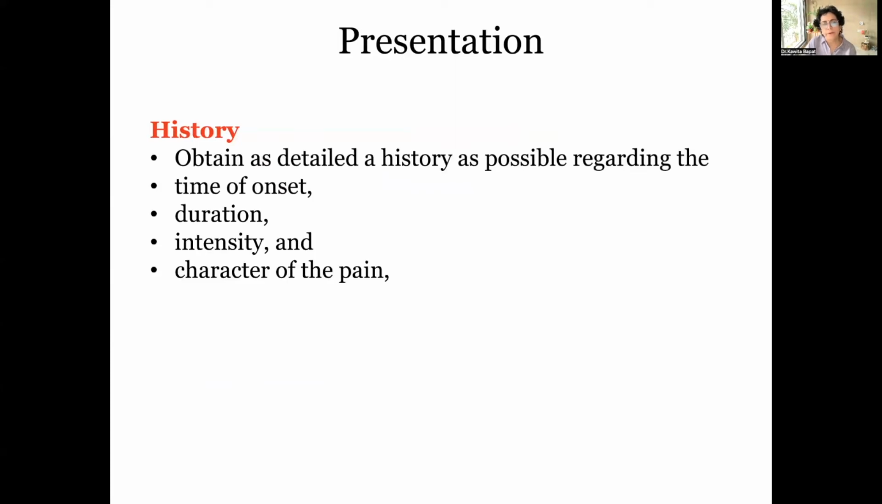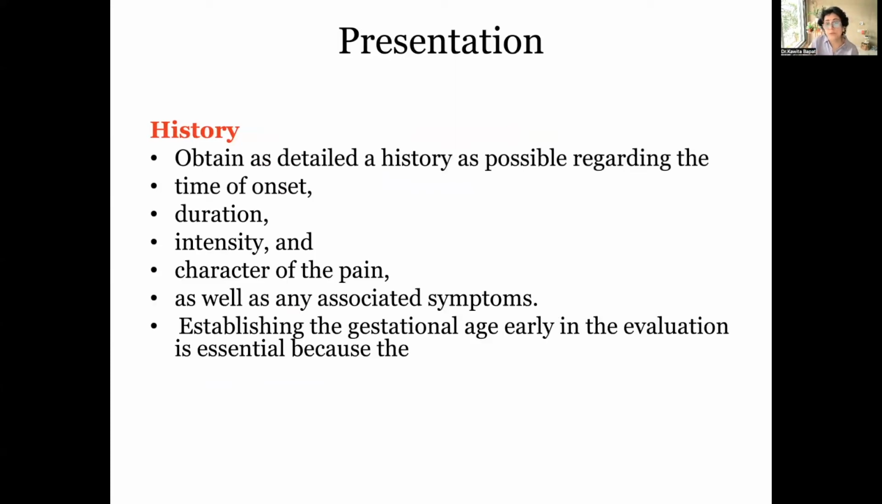So why is it so important? Why are we worried about everything? History is so much important.